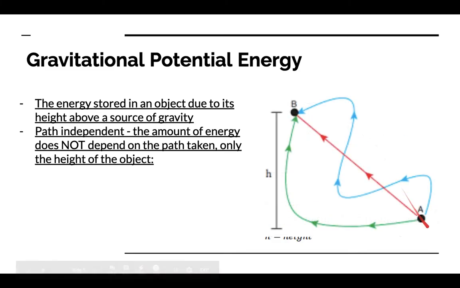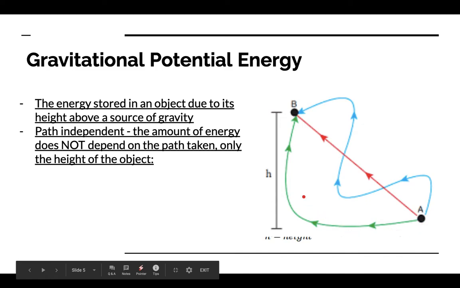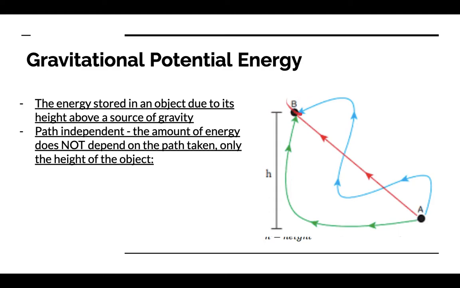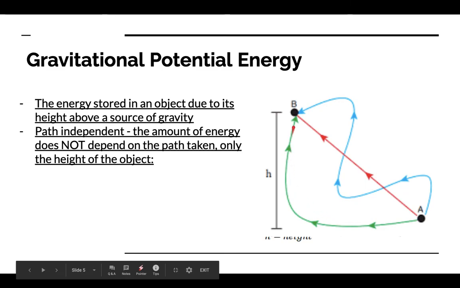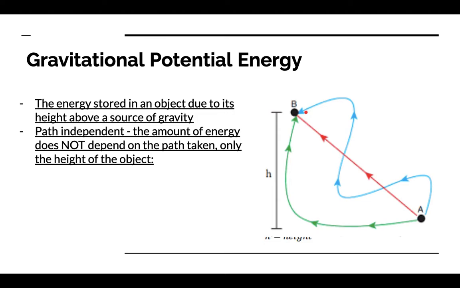Path independence, again, the idea here is that if I lift an object up a height h, it's going to have the same amount of potential energy at that height h, regardless of whether I lifted it straight from A to B, whether I took it along this curved green path right here, or I did this zigzagging kind of sinusoidal path right here from A to B. Regardless of which path we take, the object will end up at the same height and thus will have the same potential energy.